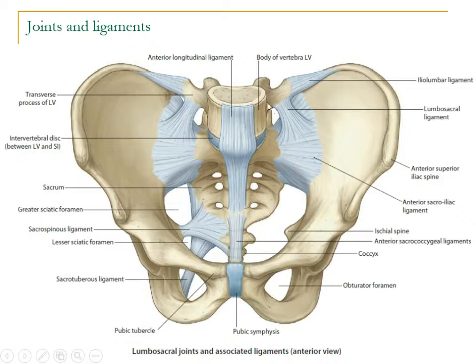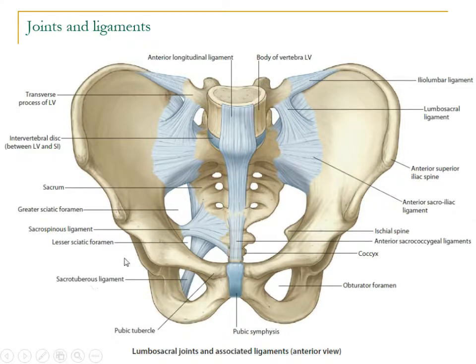The other ligament which runs from the lumbar vertebra to the ilium is the iliolumbar ligament. One ligament runs from the transverse process of the lumbar vertebra to the sacrum, the lumbosacral ligament. Another ligament which runs from the sacrum to the ilium is the anterior sacroiliac ligament. There are additional two ligaments: one runs from the sacrum to the ischial spine, the sacrospinous ligament, and another runs from the posterior side of the sacrum to the ischial tuberosity, which is known as the sacrotuberous ligament.